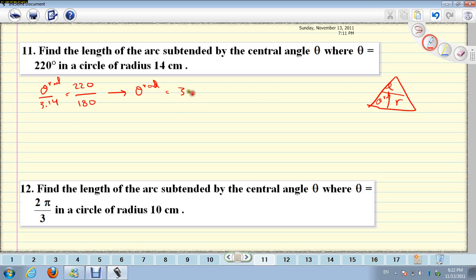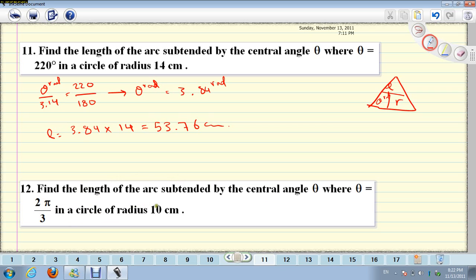So theta rad will be approximately 3.84 rad. So this is theta rad. I'm gonna get the length of the arc, so L equals theta rad, which is 3.84, multiplied by the radius, which is 14, and get the answer on your calculator. Approximately it will be 53.76 centimeters.